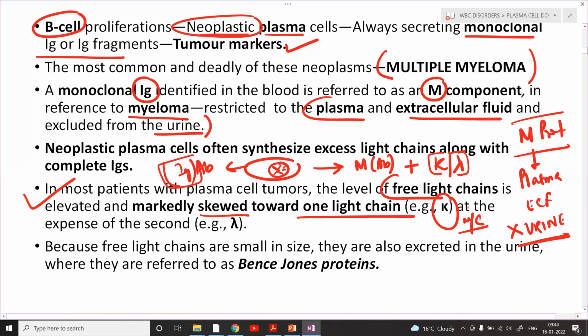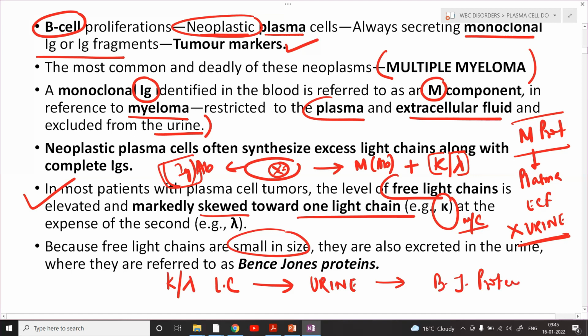Now remember, the free light chains, that is, the kappa or lambda free light chains, are smaller in size, so they can be secreted in urine. Remember, they can be secreted in urine. This is called Bence Jones proteinuria. And remember, these light chains are very damaging to the kidneys and they are responsible for kidney failure in multiple myeloma patients. Is this very clear? You should be able to understand what an M protein is, what free light chains are, and what the types of free light chains are.